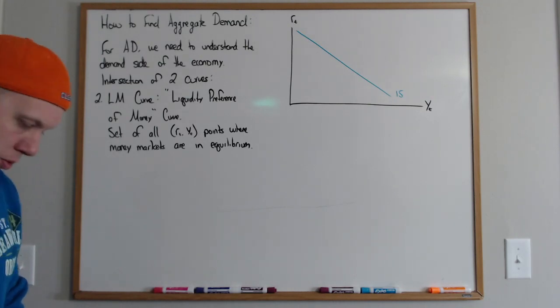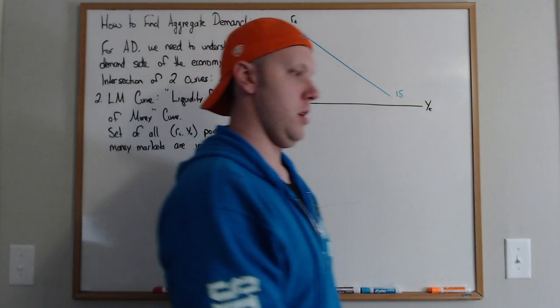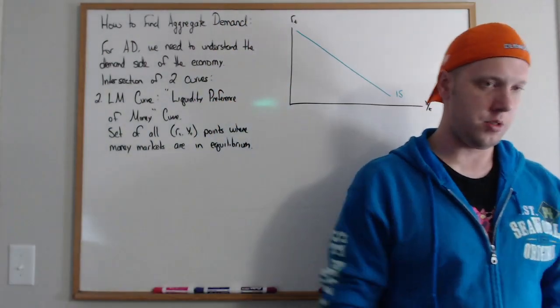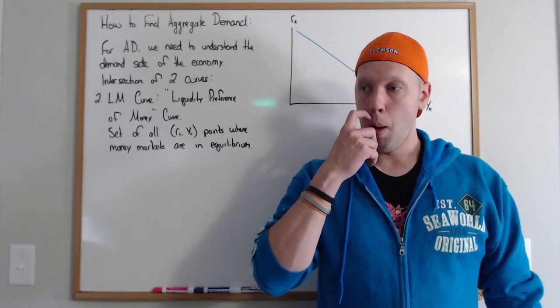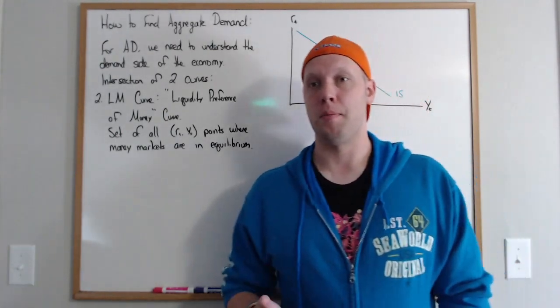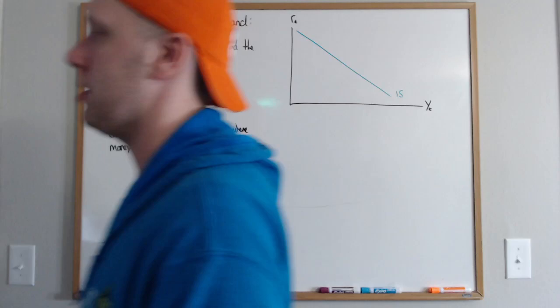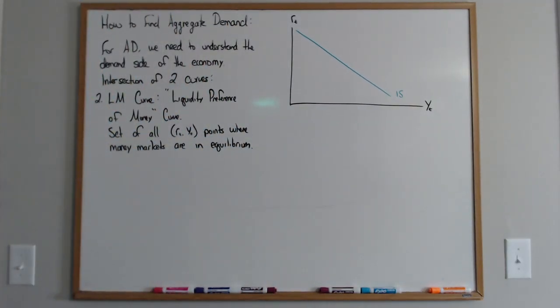So what's the difference? Well, the IS curve, which reflects all combinations where goods markets are clearing, reflects fiscal policy. That reflects changes in fiscal policy. It reflects more than that, but fiscal policy changes, fiscal policy shocks, will enter the model through the IS curve.